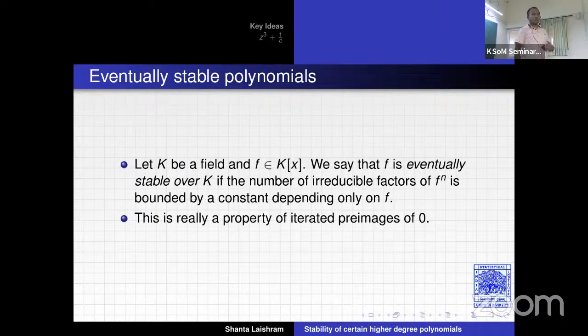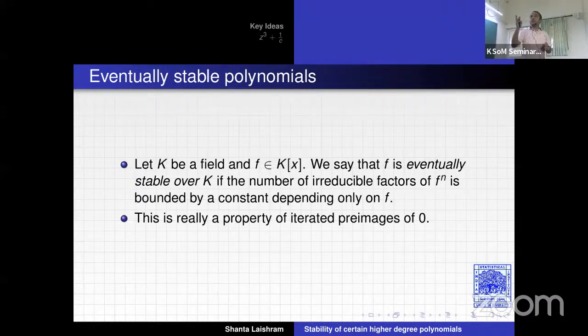Now I will say something about eventually stable polynomials. What stable means is that all the iterates are irreducible. But as you can see from the examples, an irreducible polynomial may have iterates that are no more irreducible. Then we also want to look at another kind of polynomial, which need not be irreducible, but where you can bound the number of irreducible factors.